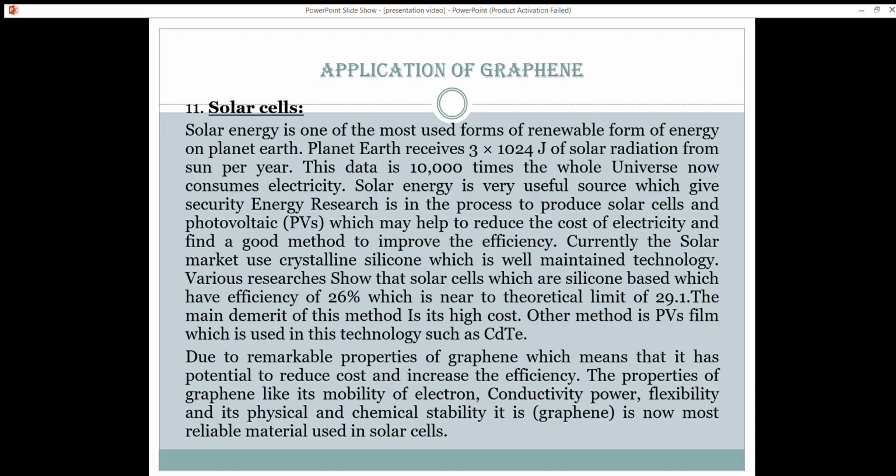Another method is PV photovoltaic films, which are used in technologies such as CdTe. Due to the remarkable properties of graphene, it has the potential to reduce cost and increase efficiency. So we use graphene here because it is cheap and also increases efficiency. The properties of graphene, like its electron mobility, conductivity, power, flexibility, and its physical and chemical stability, are why graphene is now the most reliable material which we are using in our solar cells.